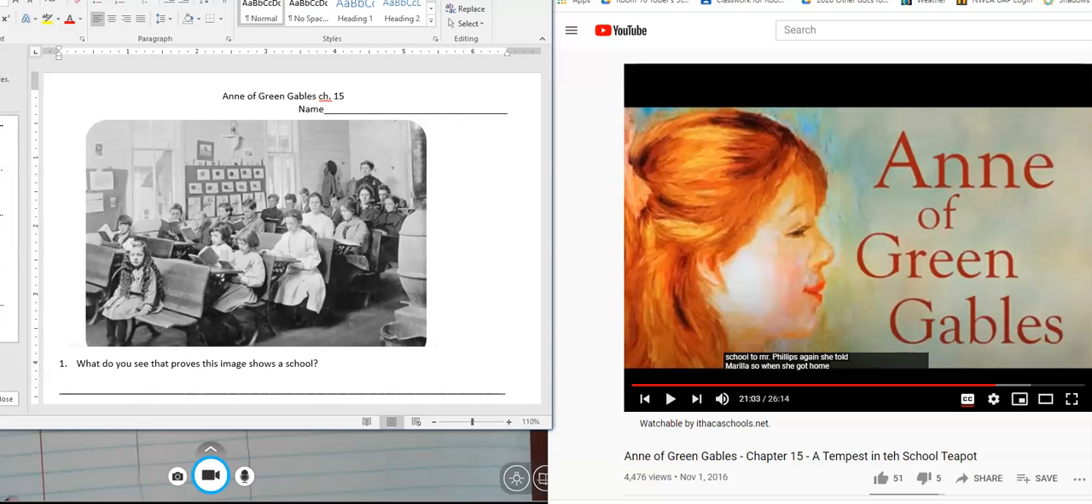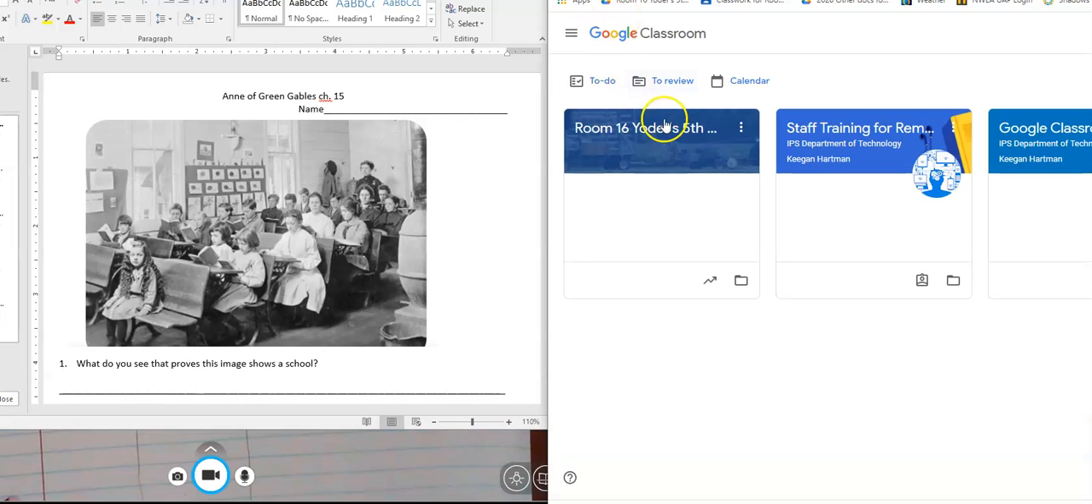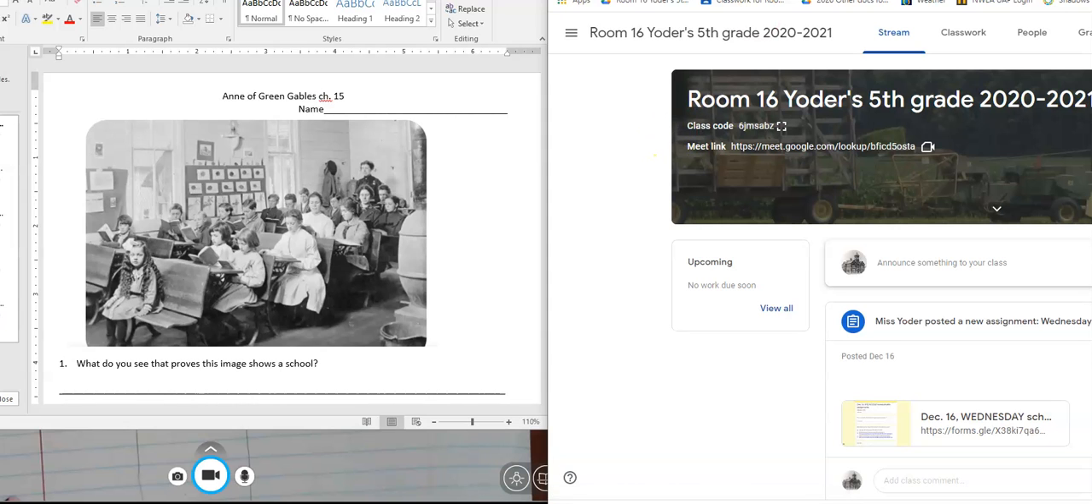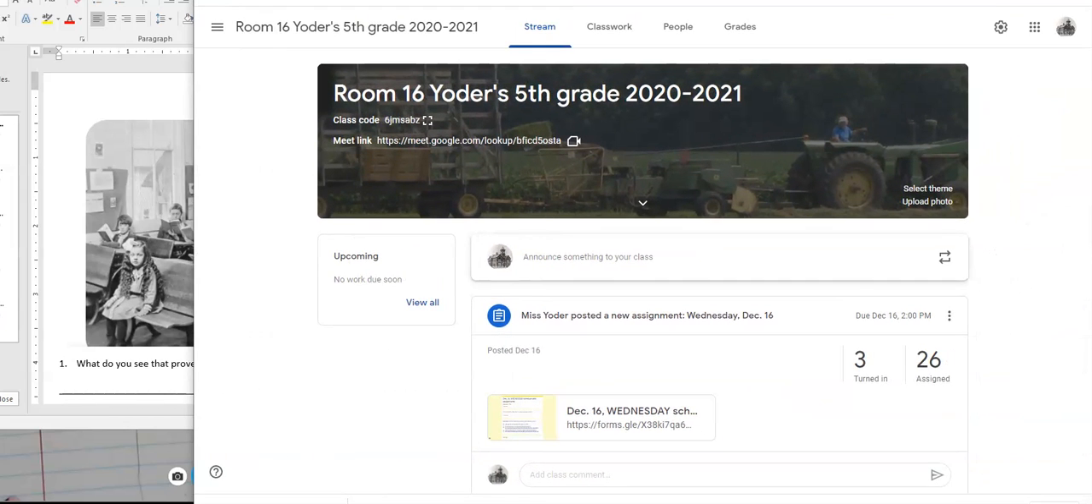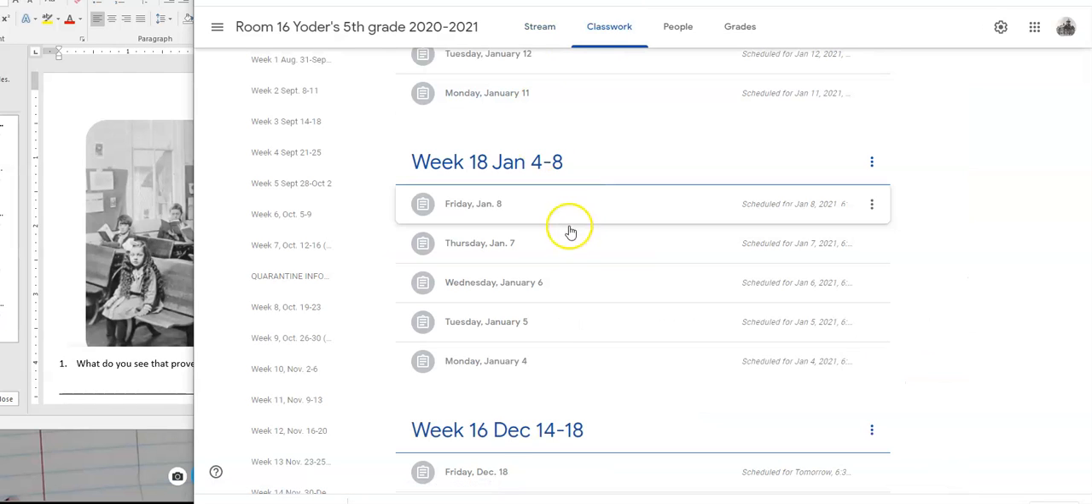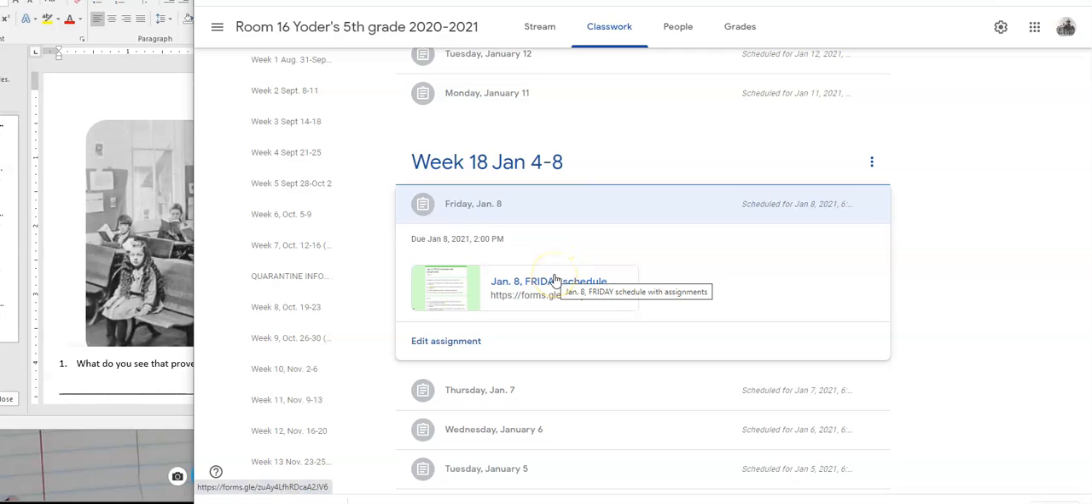So this is your assignment. Where can you find it? Well, in the Google Classroom, you will go into Yoder's. Remember, it always comes up in the stream first, but you never want to open the assignment from the stream. You can miss things very easily. You want to go to the classwork tab. So if you can see my daddy driving the hay baler, you're not at the right spot. Go to classwork. It is Friday, January 8th that you should be doing this.